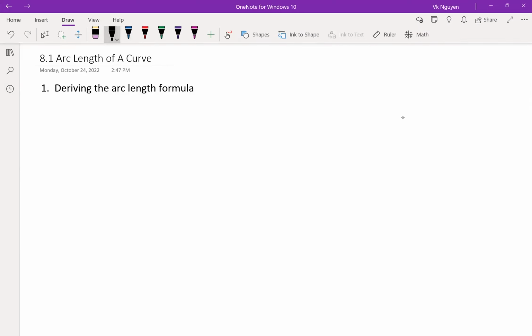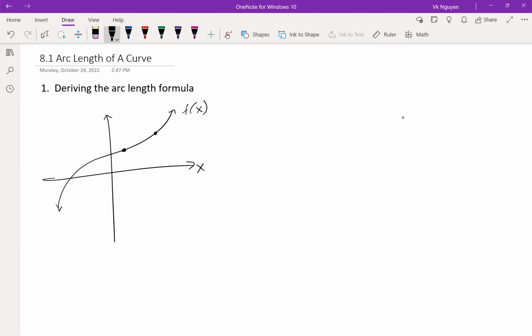Let's say we have a curve that is going like this, f(x). We want to figure out how long it is from this point to this point. What is the length?